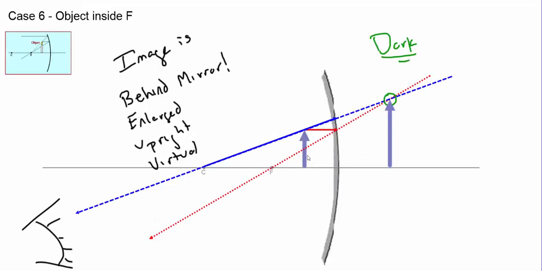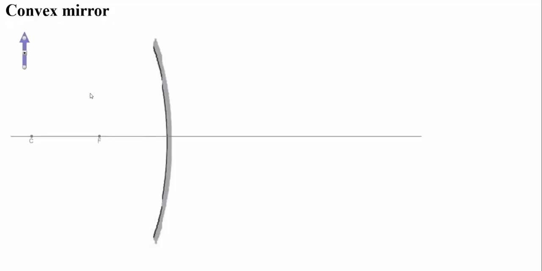We are now going to talk about the one and only one scenario for a convex mirror. This is the only scenario that happens. Let me grab an arrow here so I can have an object. It turns out that there is only one case. It doesn't matter where we place the object, as long as it's a convex mirror, you will get your image to appear the same way, or at least governed by the same set of rules.